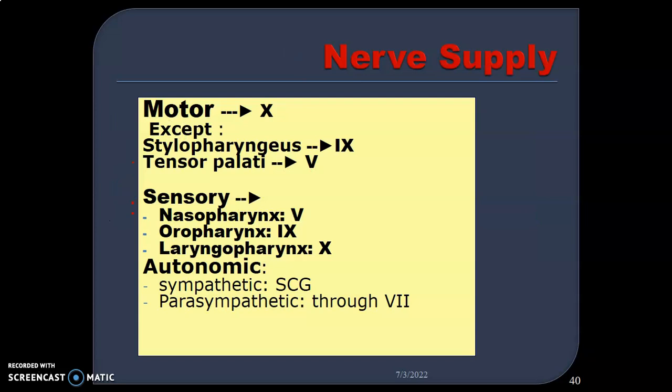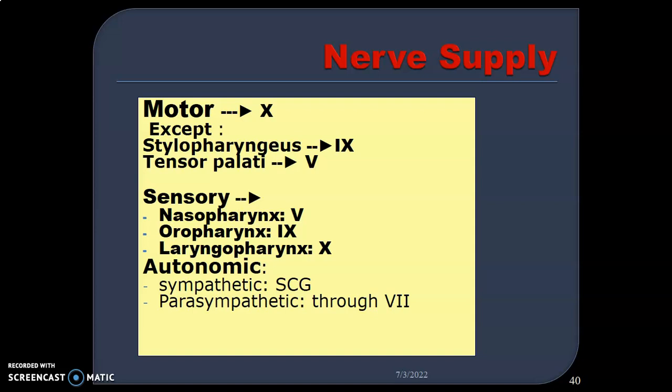What's the motor supply to the pharynx? All muscles of the pharynx are supplied by vagus nerve except stylopharyngeus, which is supplied by glossopharyngeal, which is the 9th cranial nerve, and tensor palatini, which is supplied by mandibular division of trigeminal nerve. I repeat, all muscles of the pharynx are supplied by vagus nerve, which is the 10th cranial nerve, except stylopharyngeus, which is supplied by glossopharyngeal, and tensor veli palatini supplied by the mandibular division of the trigeminal nerve, which is the 5th cranial nerve.